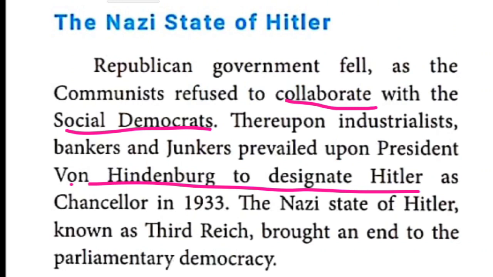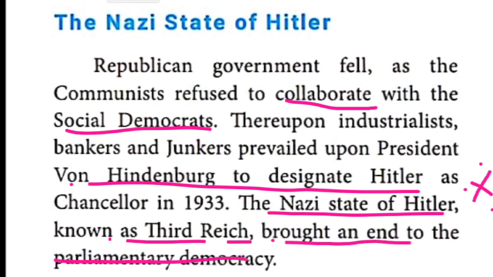So the Nazi state of Hitler is known as the Third Reich. This is a one word answer, children. Yes, it's very, very important, children. The Nazi state of Hitler, known as the Third Reich, is a match the following answer. It brought an end to the parliamentary democracy. After that, Hitler's rule started. So which system came to an end? Parliamentary democracy.